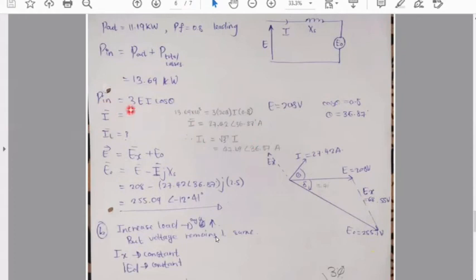So we know that P in is equal to 3 times E times I cos of theta. Okay, and we want I. We want our line current. So in order to calculate your line current, you need your I, which is this value here. And can we calculate our I? Yes, we can, because we have all of the other values.